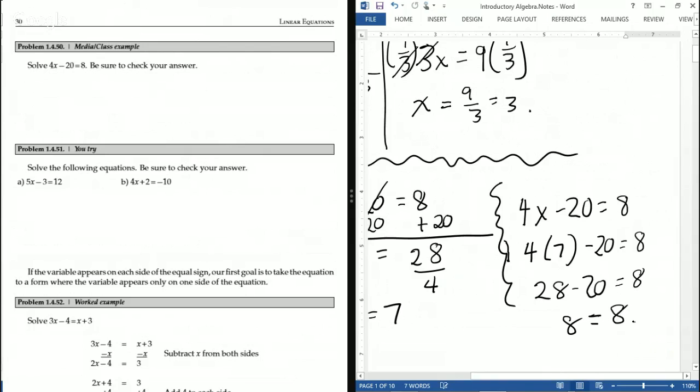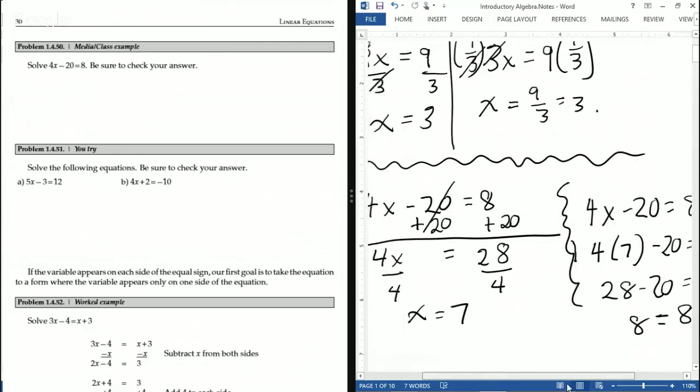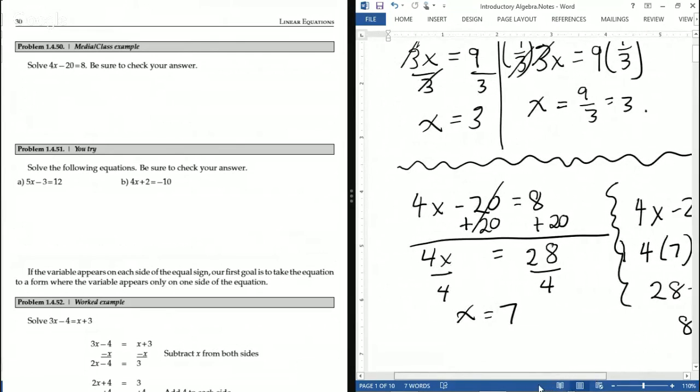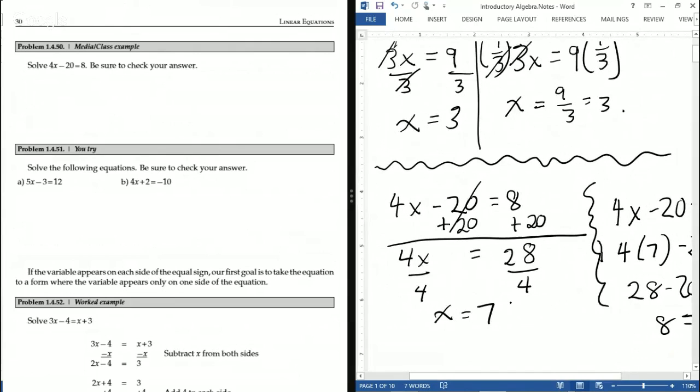And everybody knows that this is an identity. That's a true statement. 8 is equal to 8. That's called the reflexive property. And so we can stop that. And that proves that it's true. X equals 7 is indeed the solution for that.